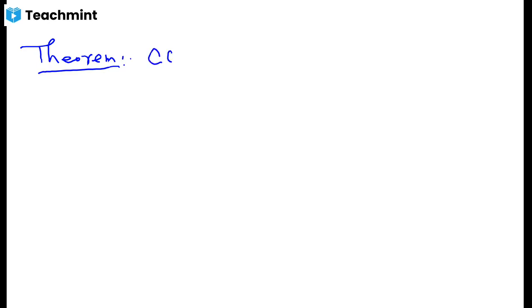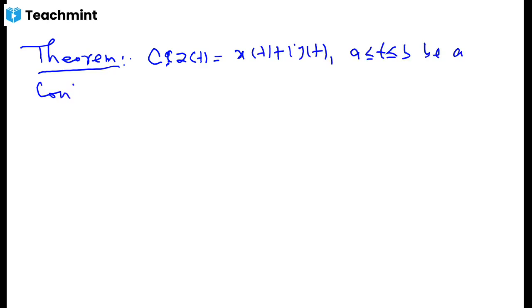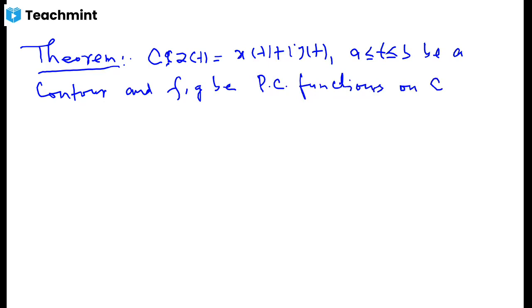So what is the context? You have a contour, and this is the parameter interval, and we have two piecewise continuous functions on C, then the following holds.